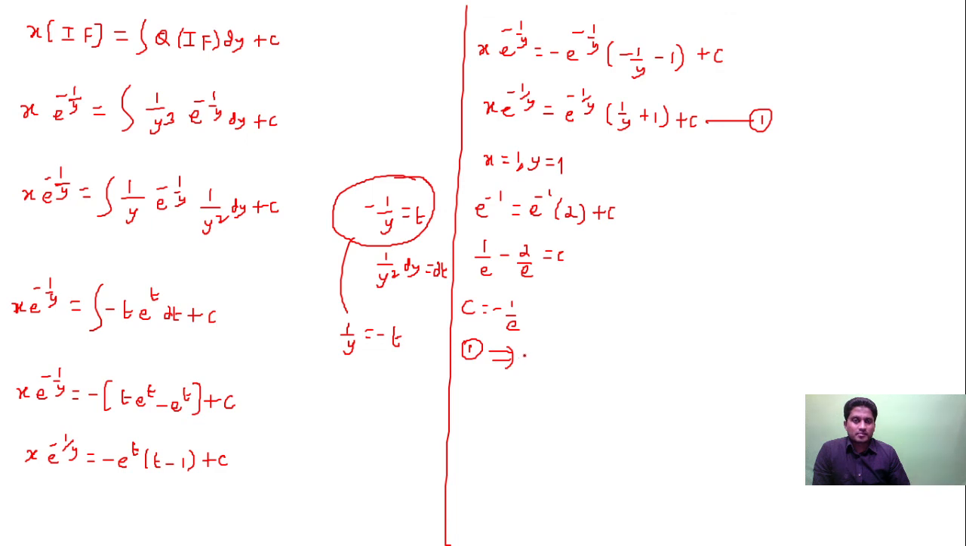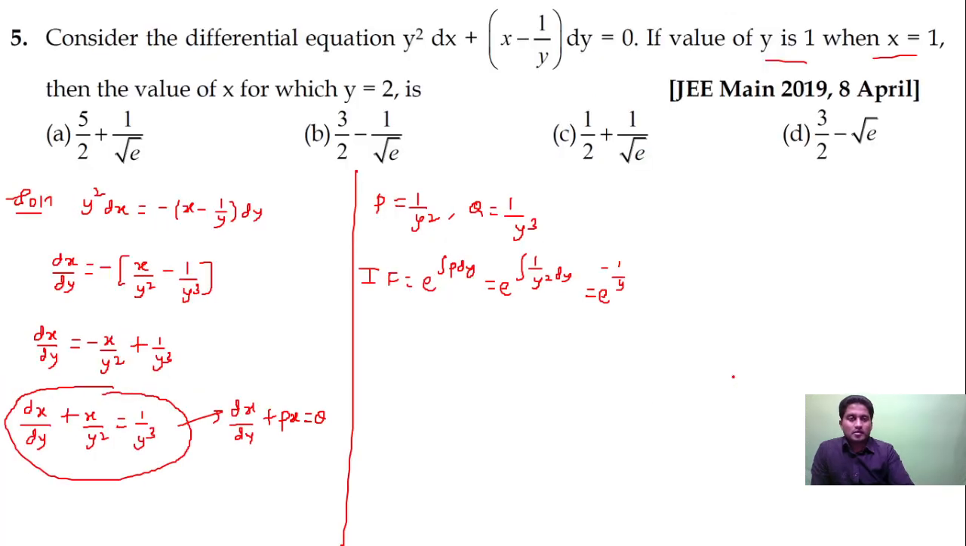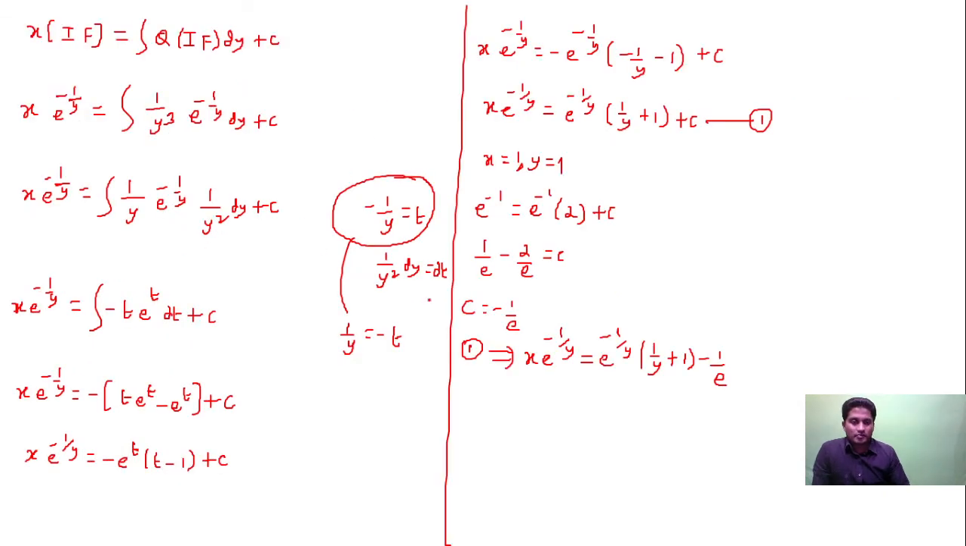You will get x into e to the power of minus 1 by y is equal to e to the power of minus 1 by y, and then 1 by y plus 1, and the value of c is minus 1 by e. Now what am I supposed to find out? I am supposed to find out the value of x when y is equal to 2. Let me substitute here.